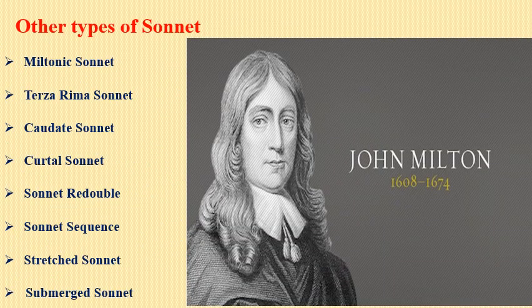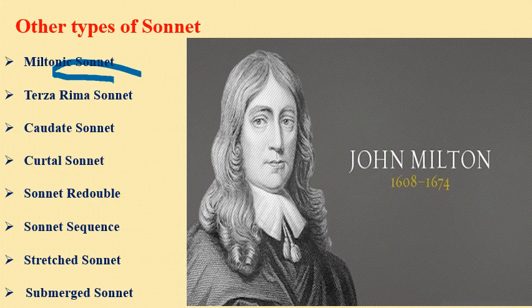Next, there are a few more types of sonnets. Those are very simple. Miltonic sonnet: in Miltonic sonnets, you can easily find the same usage of the Petrarchan structure, followed by iambic pentameter. Next one is terza rima.